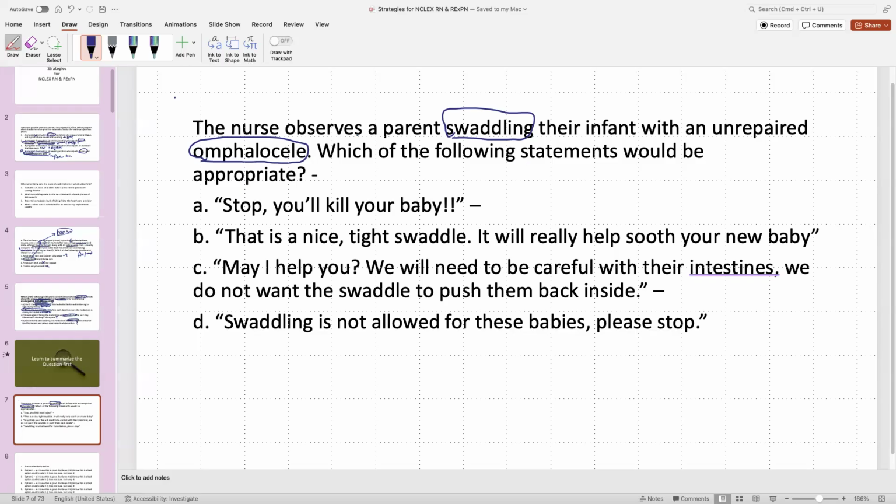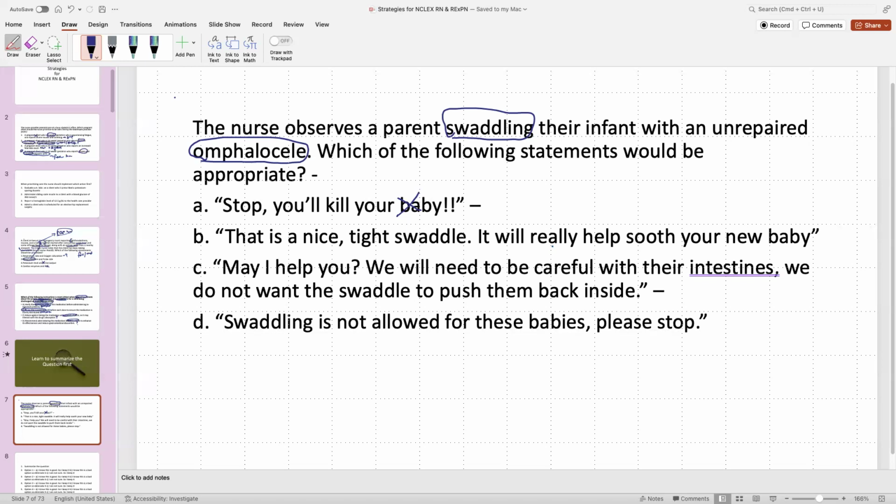Now you go to option one, stop, you will kill your baby. As Emmanuel said, it is not therapeutic communication, right? It's not an appropriate way to talk to a patient, so you can eliminate it. That is a nice tight swaddle. It really helps soothe your new baby. Remember, in your NCLEX, every time a question has a problem, the option needs an appropriate nursing solution for that.